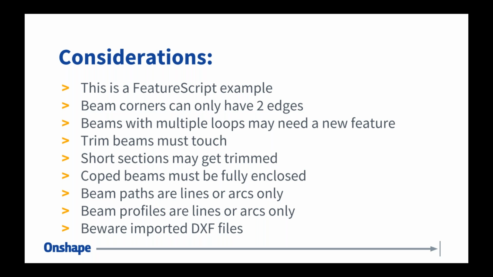Okay, coped beams must be fully enclosed. Like I mentioned there, similar to the trim beams, the beam that's being coped mustn't be bigger than the other beam, otherwise it doesn't know how to trim it. Beam paths currently only work with lines and arcs only. So if you're looking to do things like splines, technically it's possible, but for the scope of the project, we kept it to lines and arcs. Likewise, beam profiles are lines and arcs only. So even the 80-20 profiles are all made up of just lines and arcs. So that's a requirement there.